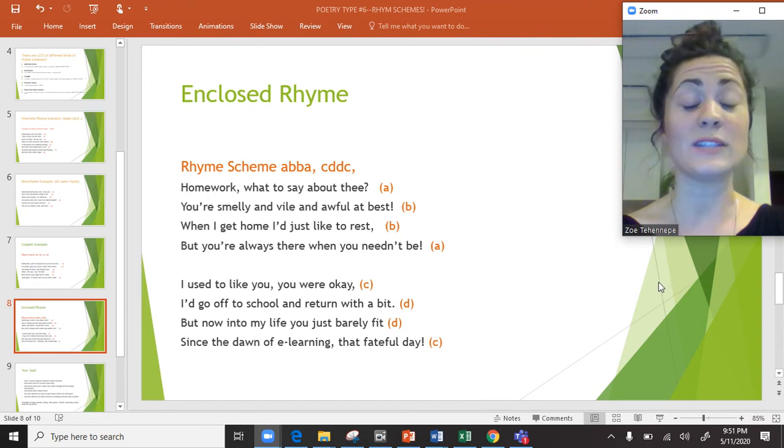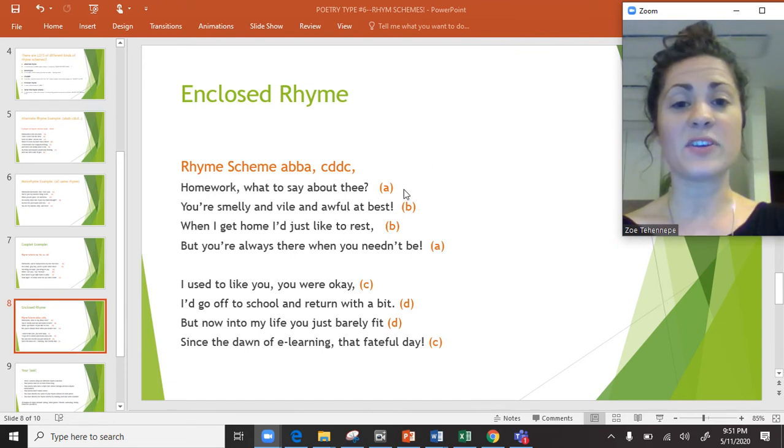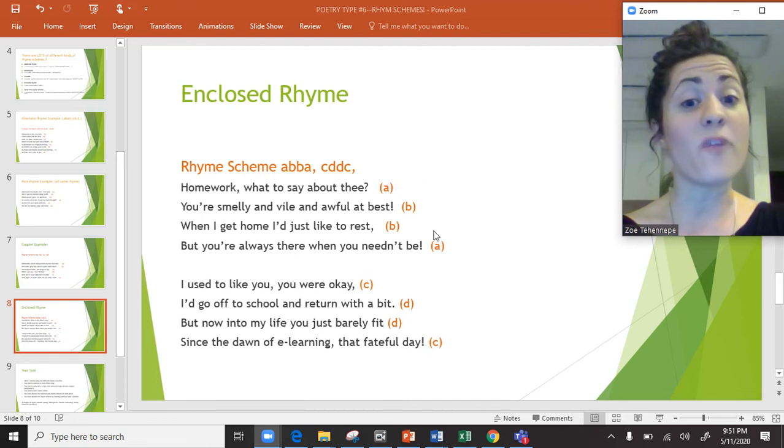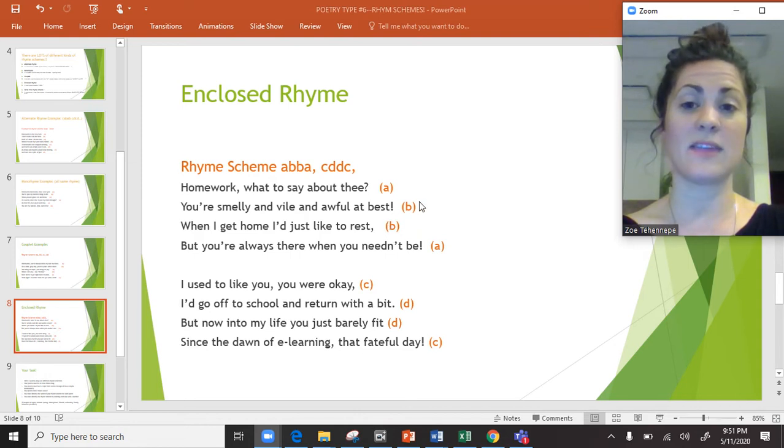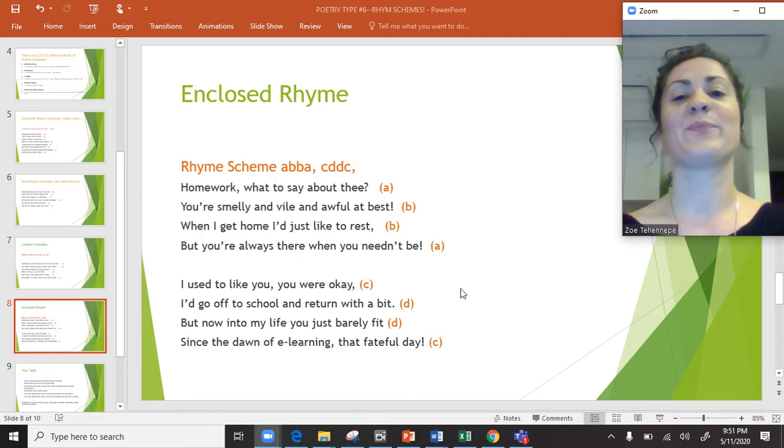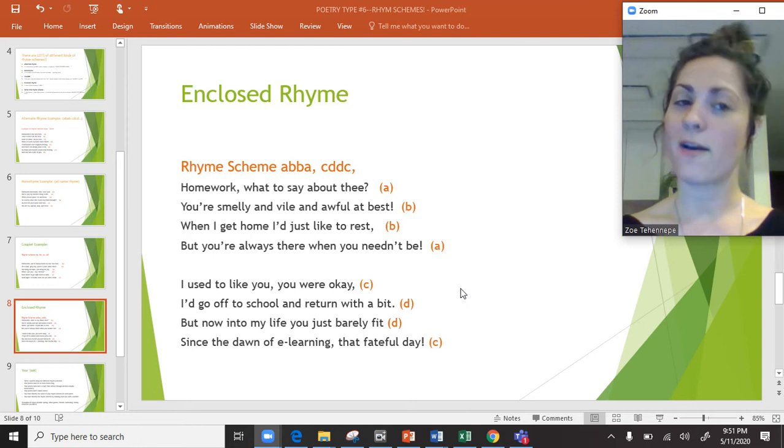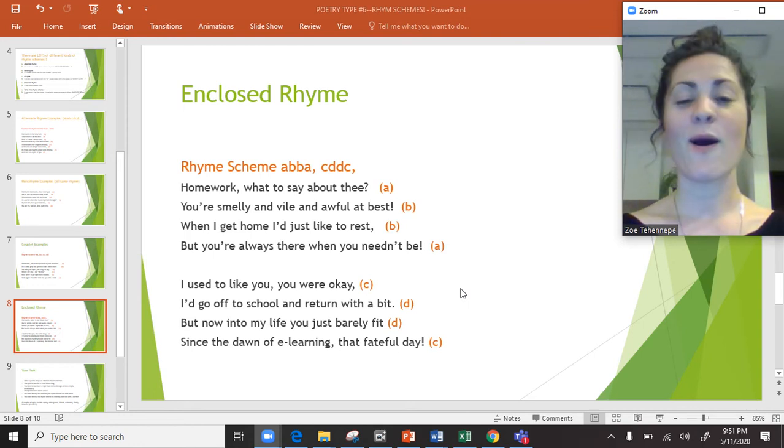So this one is called enclosed rhyme. And it means, as you can see here, the first line and the fourth line rhyme, and then the second and third lines in the middle there rhyme. Okay? So, homework. Are you seeing a bit of a theme?